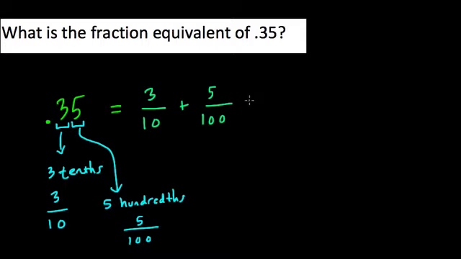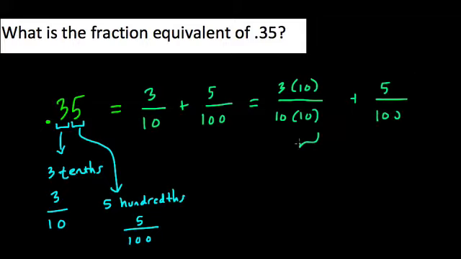Now, if we simplified this, what would we get? Well, 3/10ths, if you scale that, or say, well, how many hundredths is 3/10ths? Well, if I multiply 3 by 10 and 10 by 10, and we're adding this to 5 over 100, what happens there? Well, this is just 30 over 100. So it tells you, okay, 3/10ths is the same as 30/100ths.